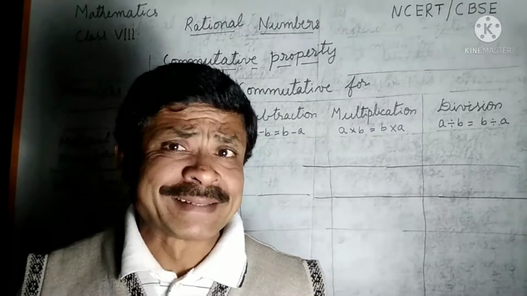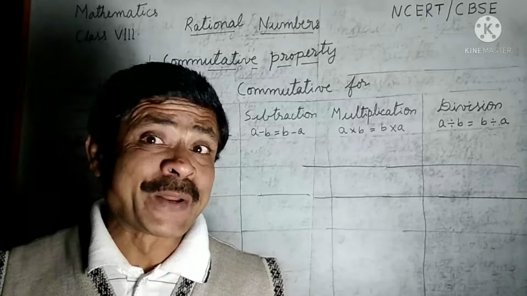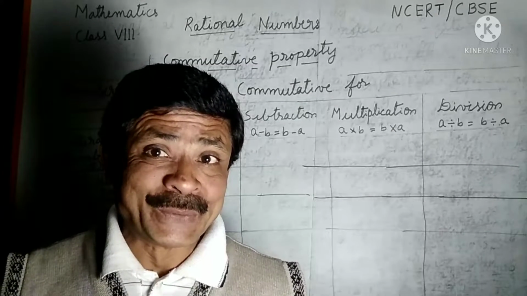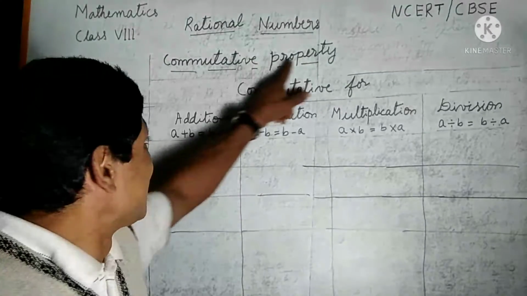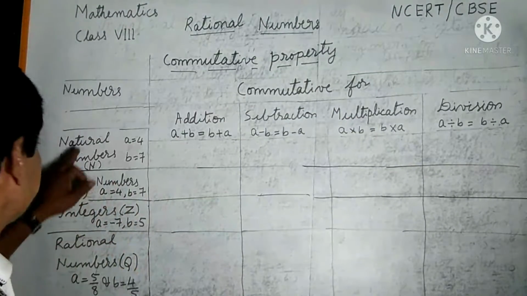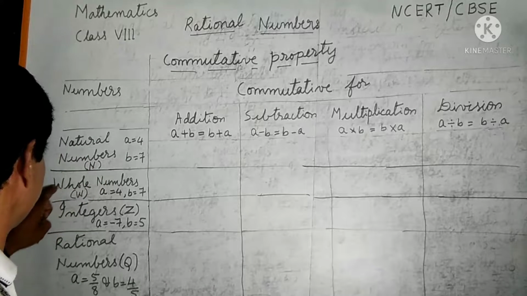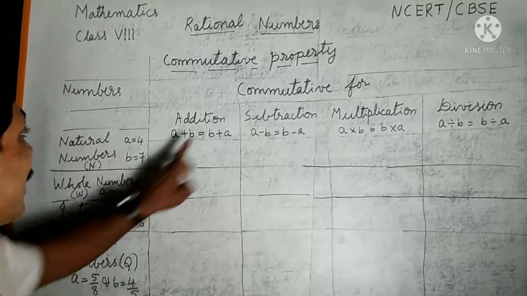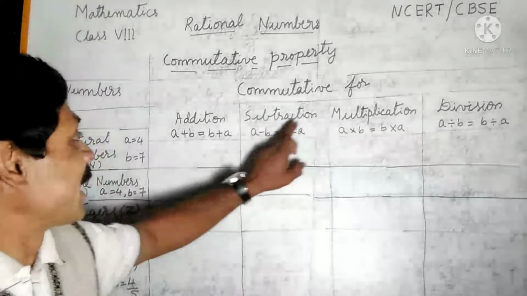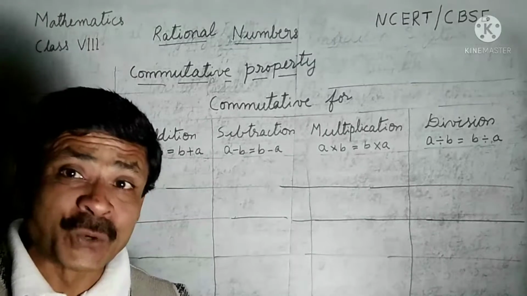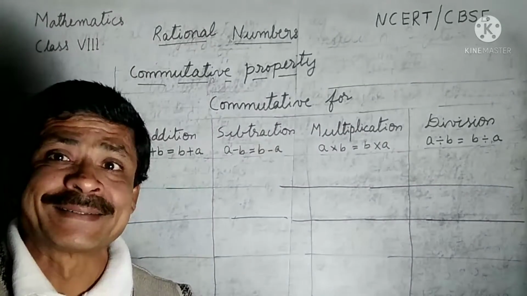In previous class, you have learned closure property of rational numbers. And today I will teach you commutative property of rational numbers. Let us verify whether natural numbers, whole numbers, integers and rational numbers are commutative for addition, subtraction, multiplication and division or not. So without any delay, let's start.